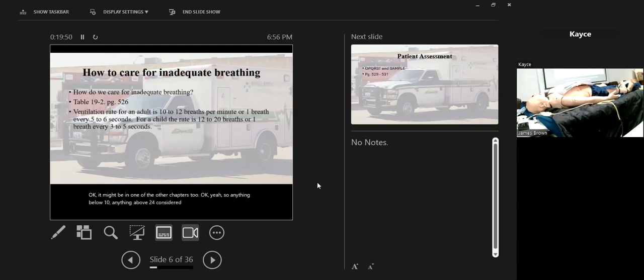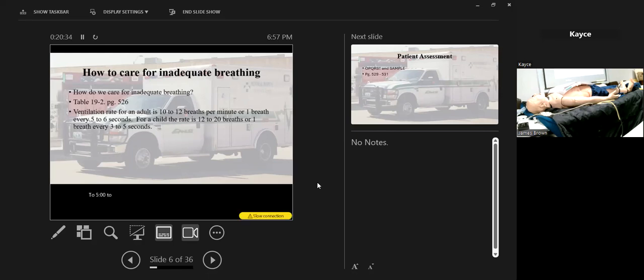Ventilation rate for adults, this is for doing artificial ventilation, is 10 to 12 breaths per minute. And that's a rate of about 1 breath every 5 to 6 seconds. It's important that when you're doing this, you're actually counting to 5 to 6, whichever you're choosing to count to. The way I do it is I breathe, 2, 3, 4, 5, breathe, 2, 3, 4, 5, breathe. That gives me a rate of about 1 every 5 seconds. So that's the way I do it. You'll figure out a way of doing it yourself.